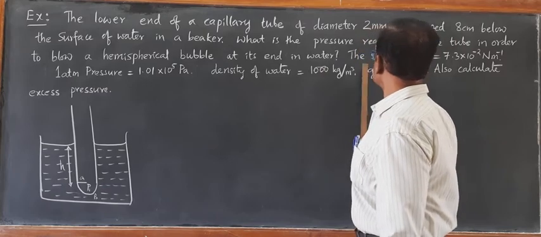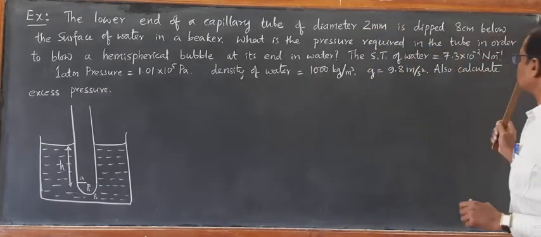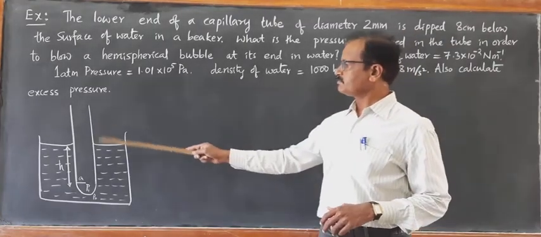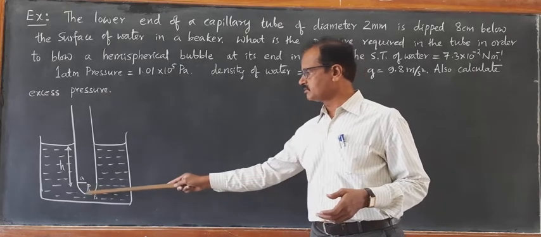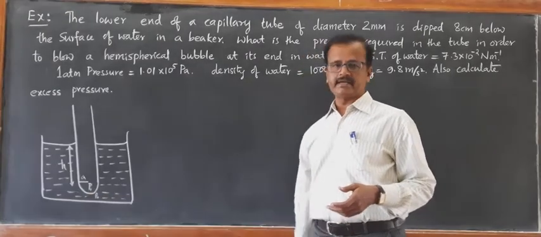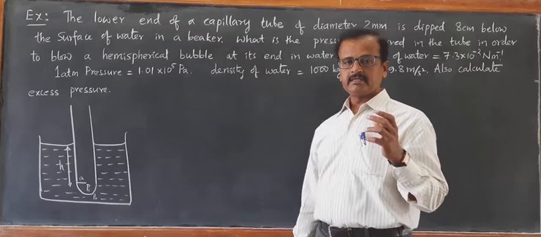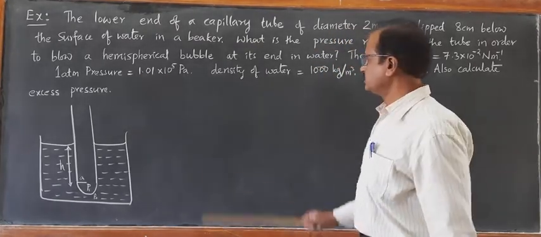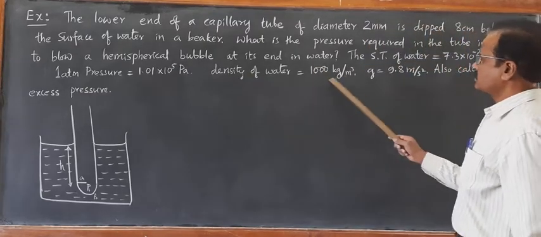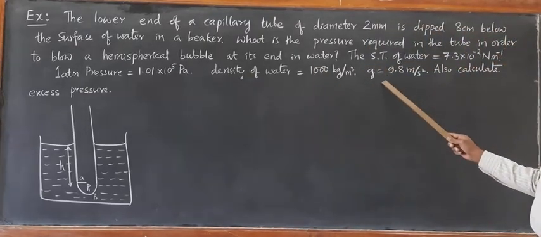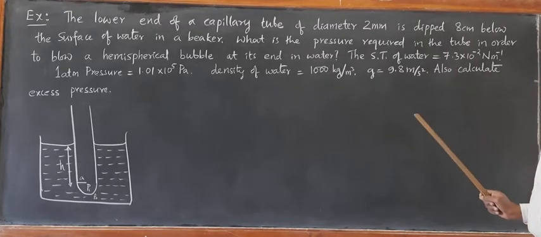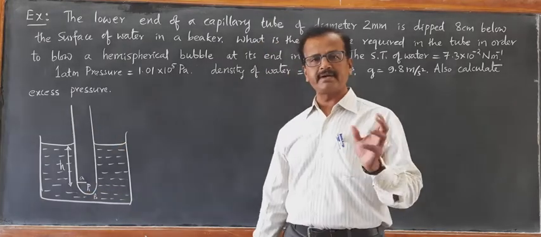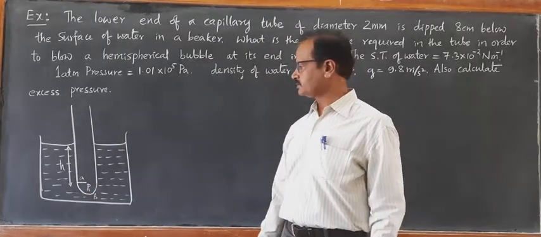The surface tension of water is given 7.3 × 10⁻² Newton per meter, and 1 atmospheric pressure, that is the pressure exerted by air, which is also equal to pressure exerted here, Pi, is 1.01 × 10⁵ Pascal. Density of water is 1000 kg per meter cube, and take g equal to 9.8 meter per second square. Also, you are asked to calculate excess pressure. What is the excess pressure? Pi minus P naught.